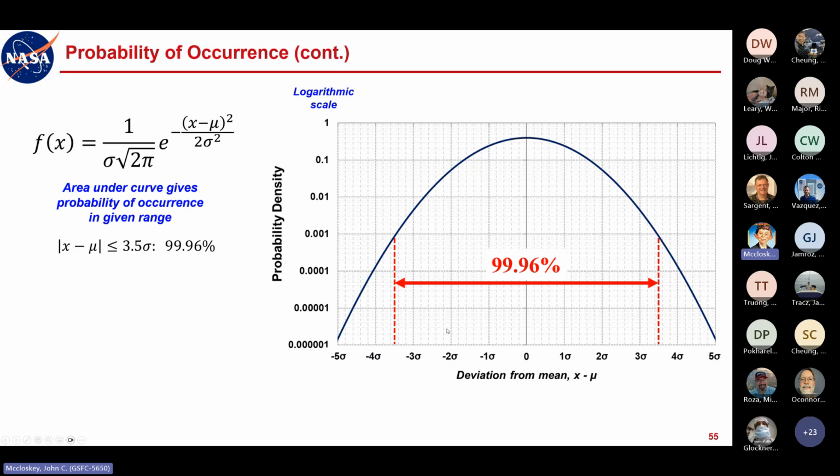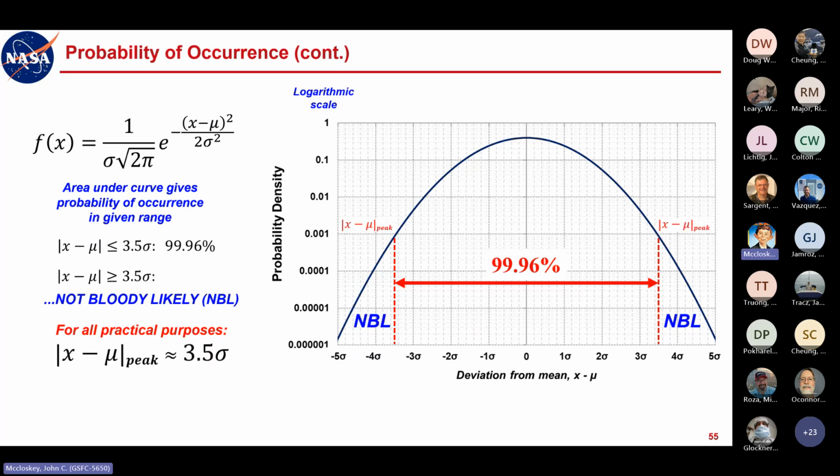Well, now 99.96% of the time, you will be within 3.5 standard deviation units of the mean. So what that means is that any value more than 3.5 sigma away from the mean is just what I call not bloody likely. It's just, for all intents and purposes, not going to happen. So for all practical purposes, we can say that the peak value of our deviation from the mean is going to be about 3.5 sigma.